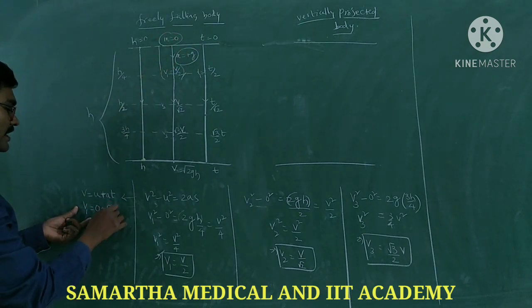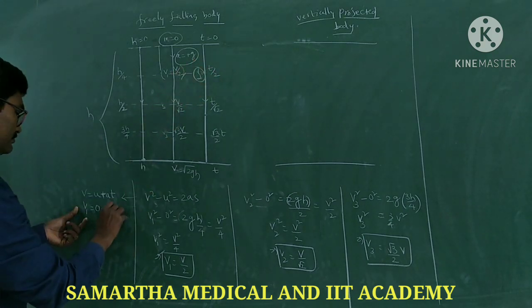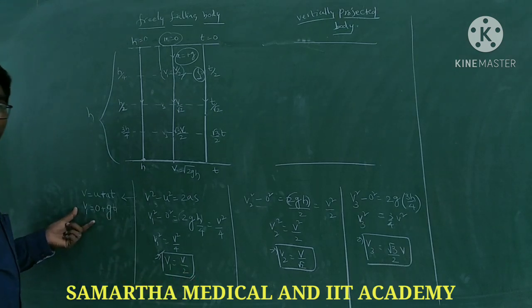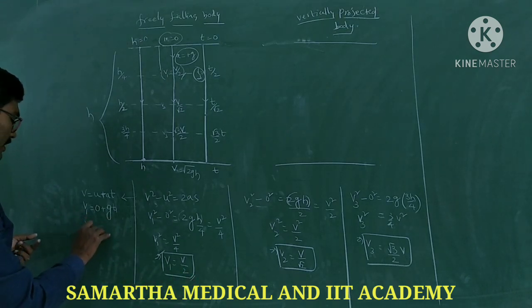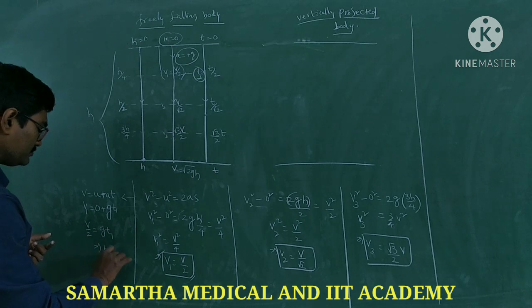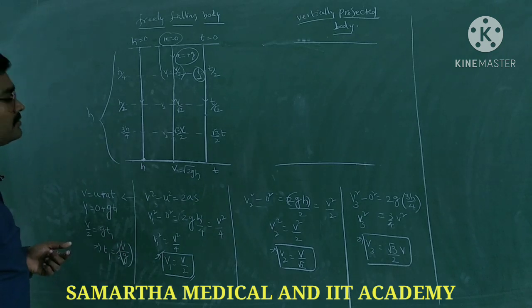While coming down a is plus g. What is the time it takes? t1. v1 equal to gt1. What is v1 you got here? V by 2. So V by 2 is equal to g into t1. Correct? So what is t1? 1 by 2 into V by g. What is that V by g?